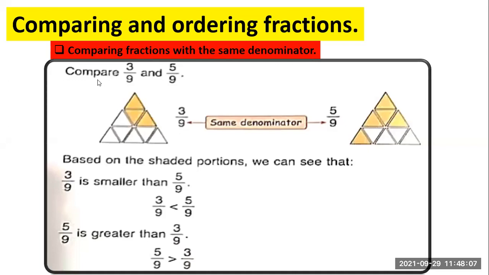So in here, the same thing. They have the same denominator, 9 and 9. So 3/9 or 5/9. So if the same denominator, again, compare the numerator. So 3 and 5. 3 is smaller than 5. So we can say that 3/9 is smaller than 5/9. So we can use this symbol to compare and this symbol. Okay, so 3/9 is smaller than 5/9, or we can say that 5/9 is greater than 3/9.